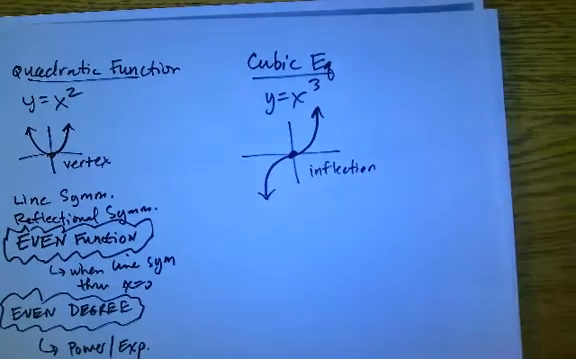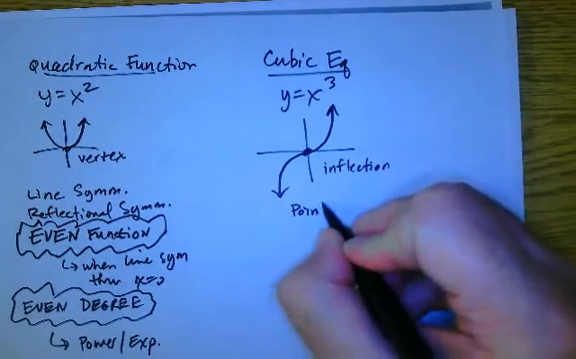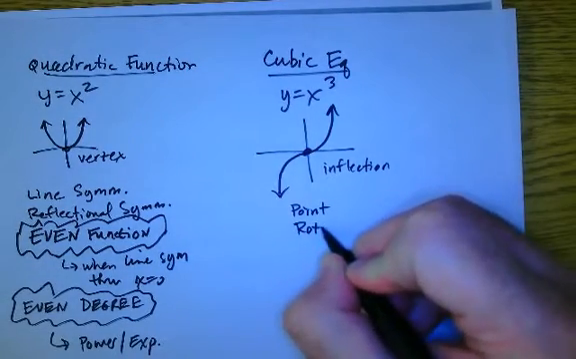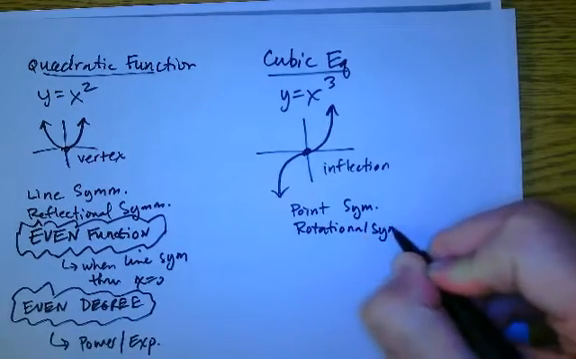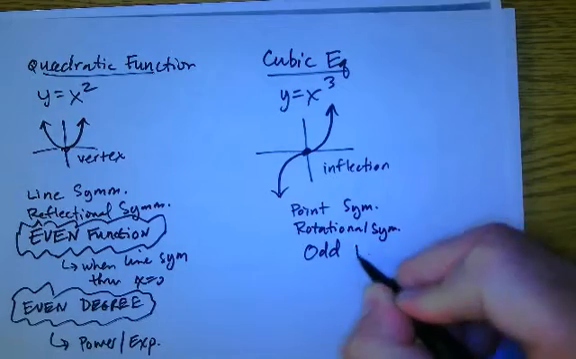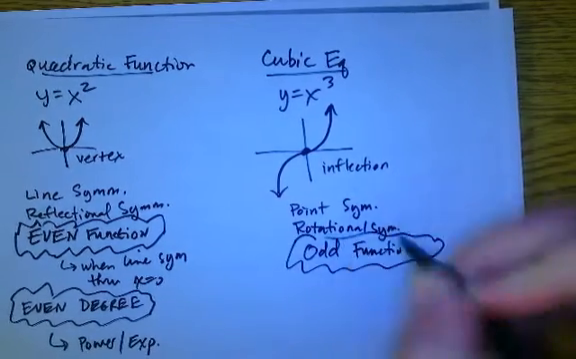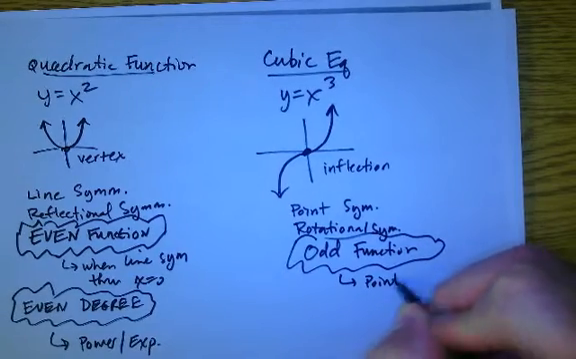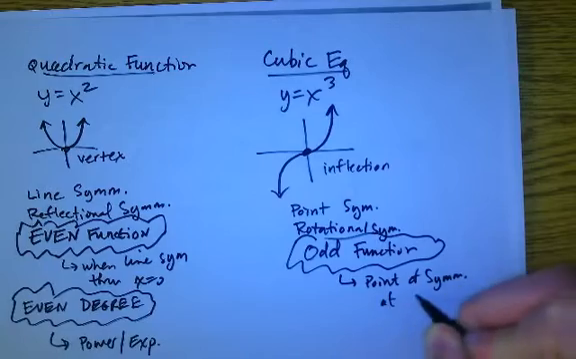Okay. This does not have line symmetry. This has point symmetry, that's the algebra term. And I also heard people say the geometry term, which is rotational symmetry. And this makes what's called an odd function. An odd function if and only if the point is what specific point? The origin, or 0, 0.